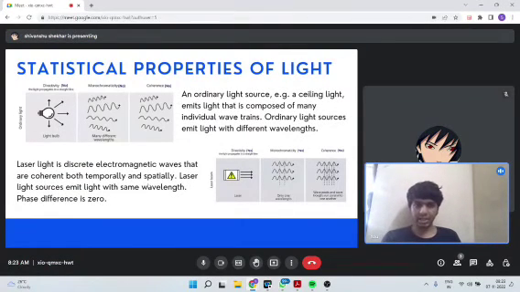Right. So statistical properties of light. The light which is coming out of a bulb, as you can see, which is hitting my face, has a lot of properties, but which are not exactly the best properties. For example, a bulb will release light in all directions. So that is not directive. It is not traveling in one line. It's going to be in all directions. So it is not directive in nature.